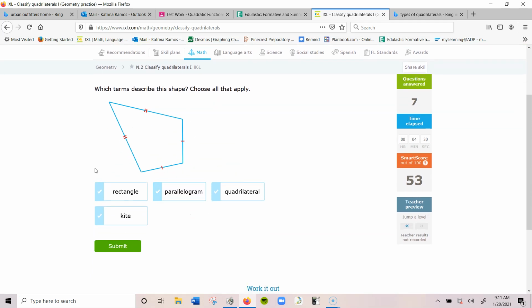This one here, this is a kite, and it's obvious that it's a kite, so kite. And it's also a quadrilateral because we have 4 sides. But this is not a parallelogram because none of these sides here are parallel.